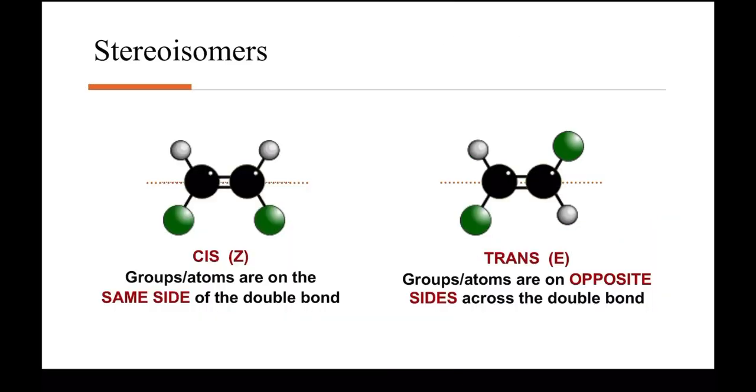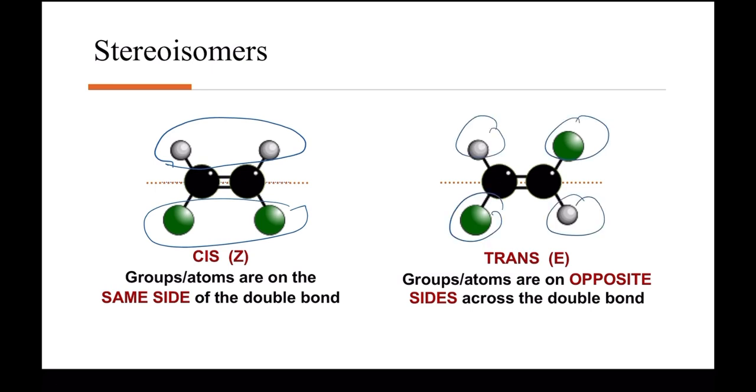Let me explain this further. So we have two kinds of geometrical isomers. We have cis and we have trans. So on cis, when you have the same groups on one side, we call them cis. You can also say Z, right? That is also another way of naming them. If you have these groups on either sides, we call them trans. So this is trans because these groups are on opposite sides, right? So cis and trans.